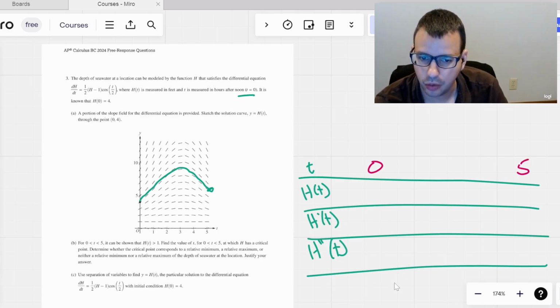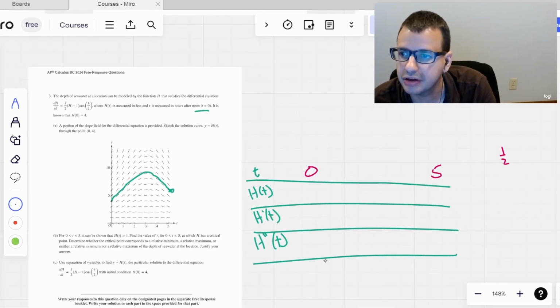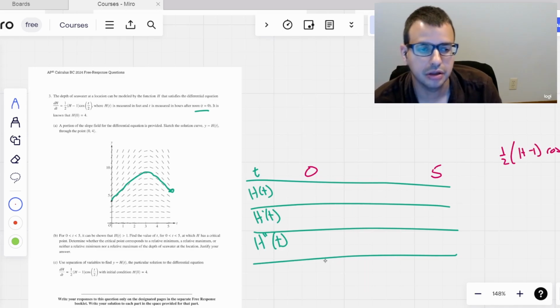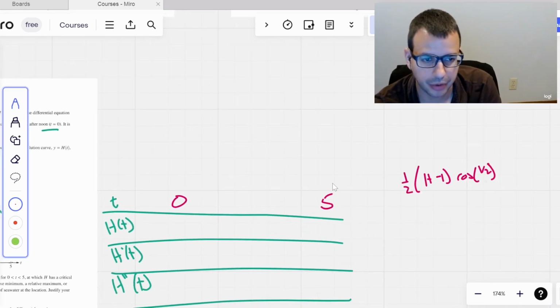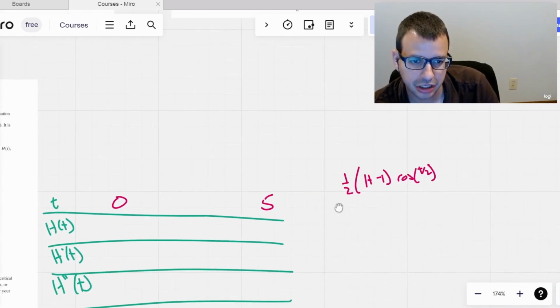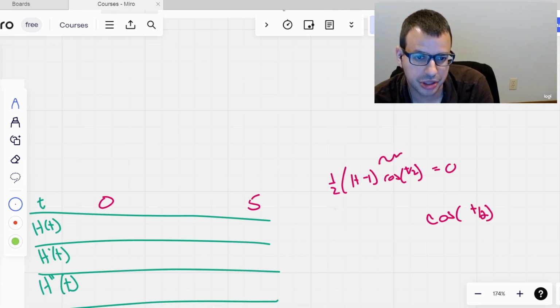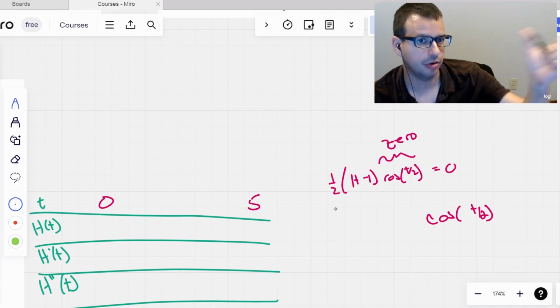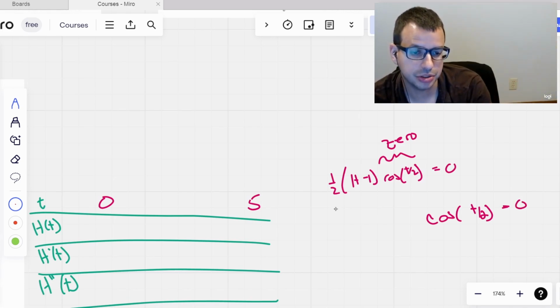And let's start by looking at when this equals 0. So we have 1/2 h minus 1 cosine of t over 2, not 1/2. And so we want to find out when this equals 0. We want to find out when this portion here is equal to 0, because that'll make the whole function 0. So we want to find out when cosine of t over 2 equals 0.